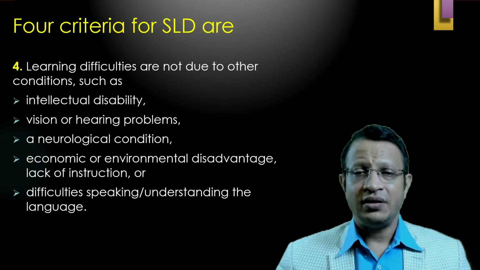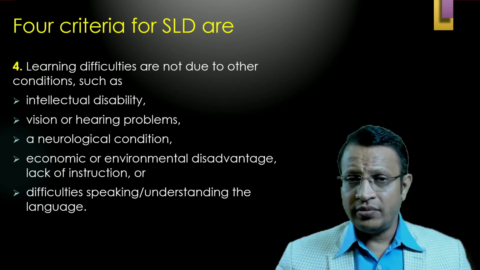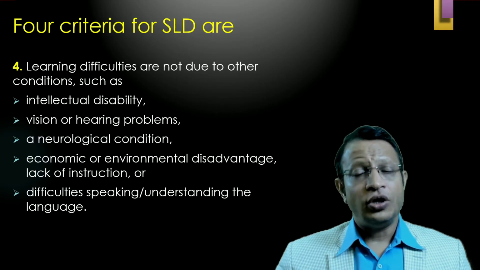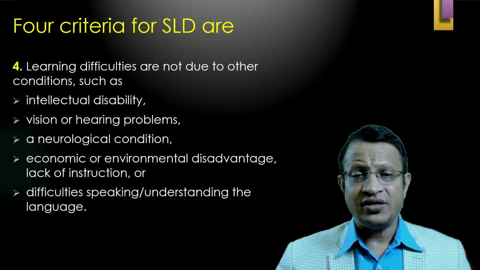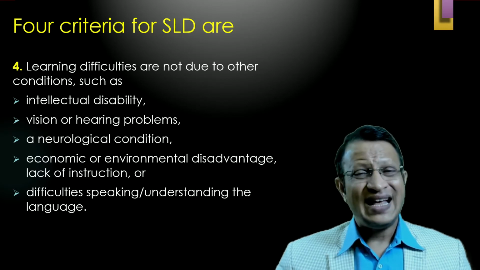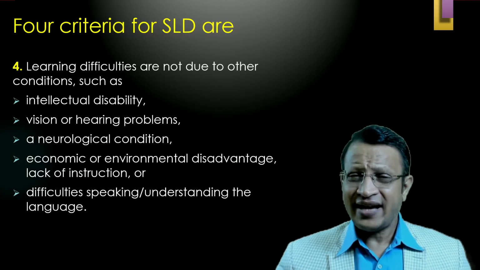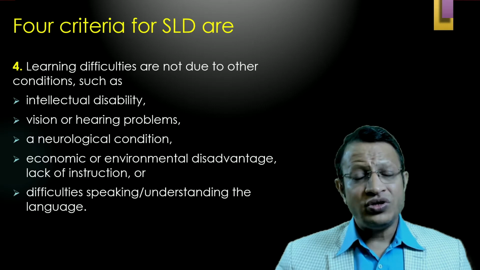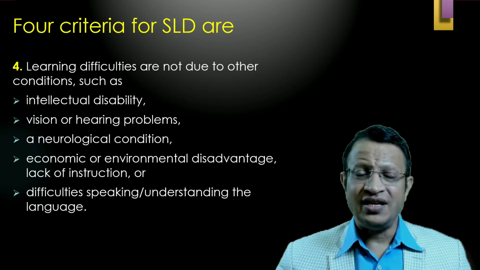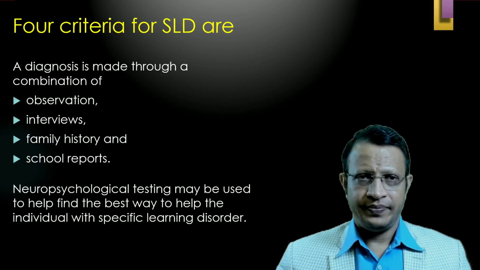The fourth criterion is that learning difficulties are not due to other conditions such as intellectual disability, that is mental retardation, vision problems or hearing problems, neurological conditions, economic or environmental disadvantage, lack of infrastructure, lack of proper instruction, or access to academics. Further, difficulties in speaking or understanding the language cannot be there when you are diagnosing specific learning disorder.